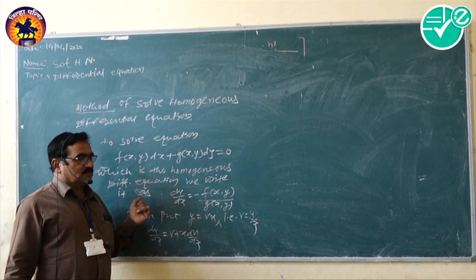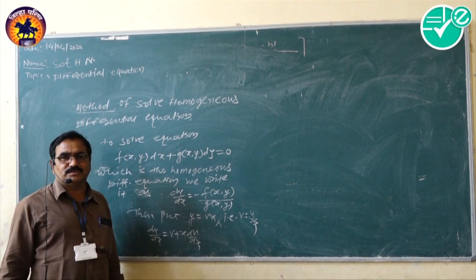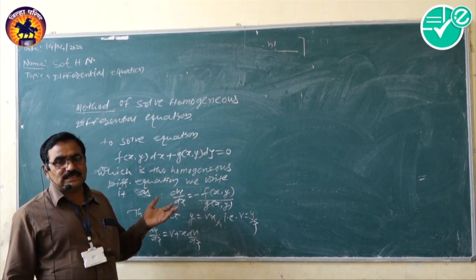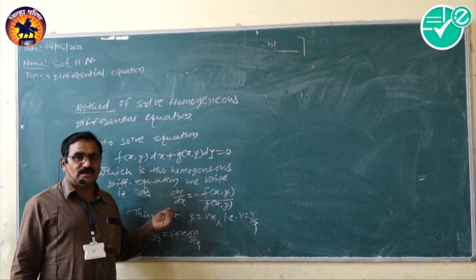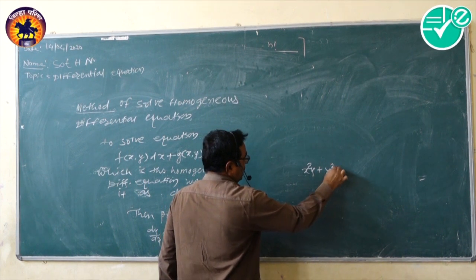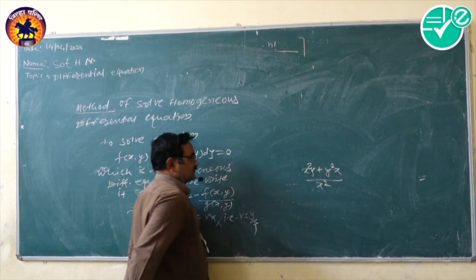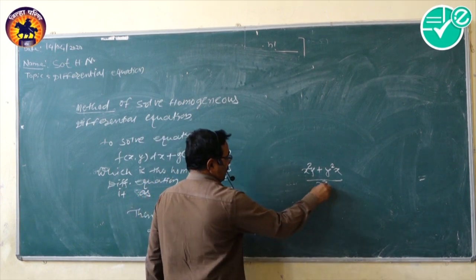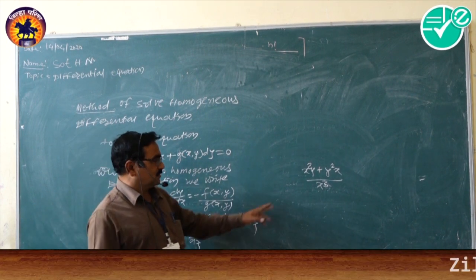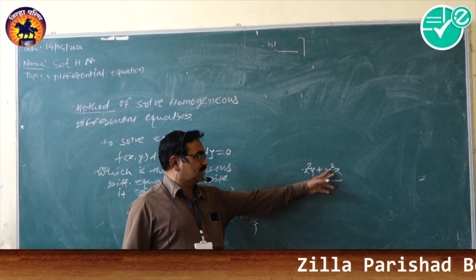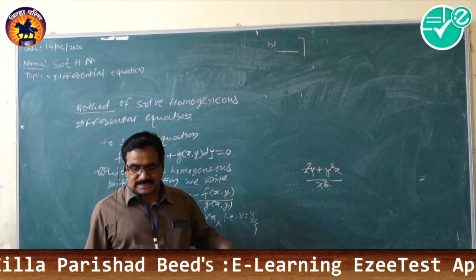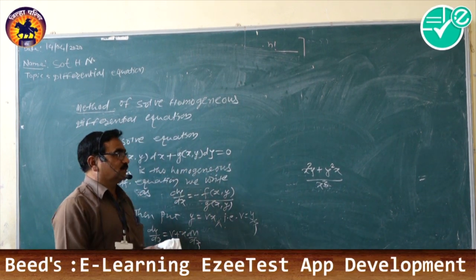homogeneous differential equation. Which equations are called homogeneous differential equations? The powers of each term in x and y are equal, for example (x²y + y²x)/x³. This equation is a homogeneous equation. It means the sum of the powers of x and y in each term must be equal. At that time, we call this equation a homogeneous equation.